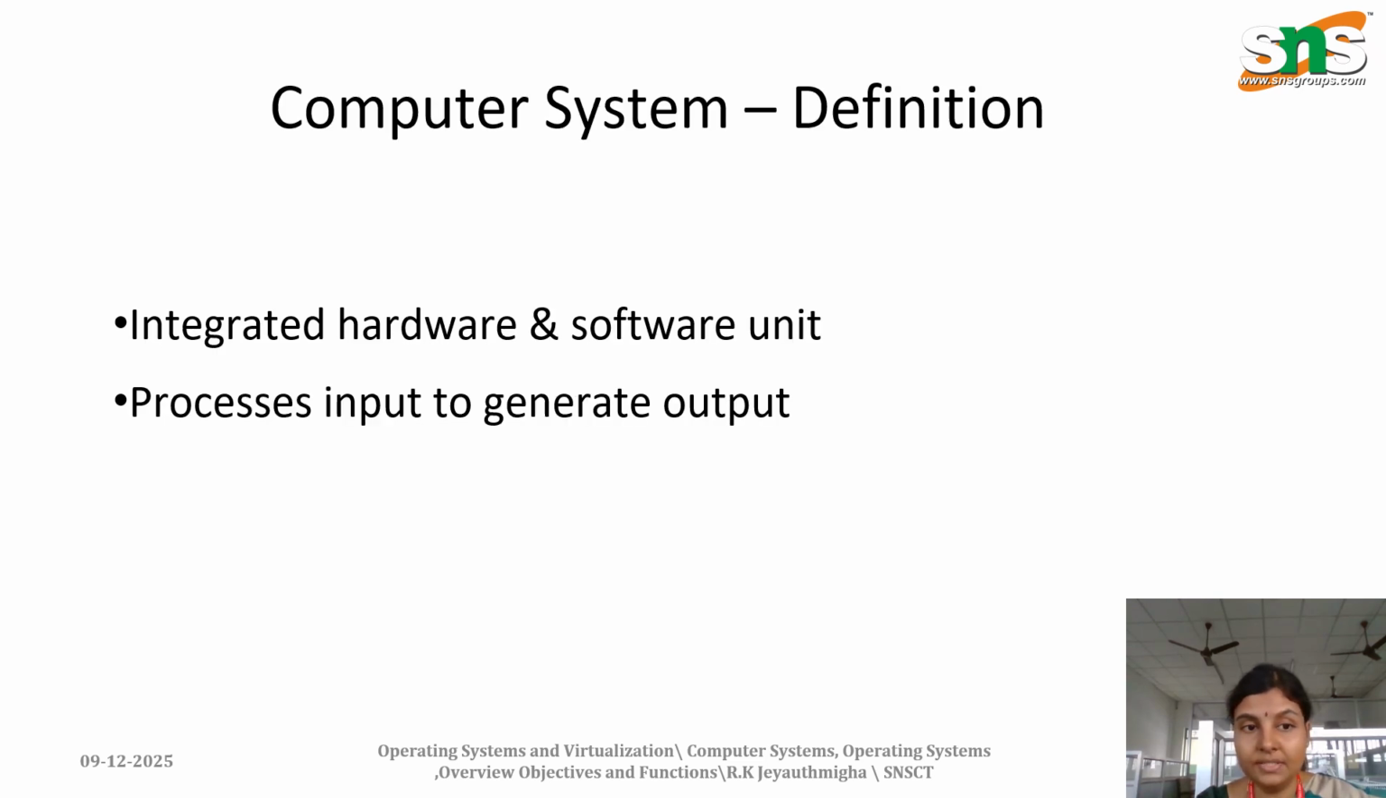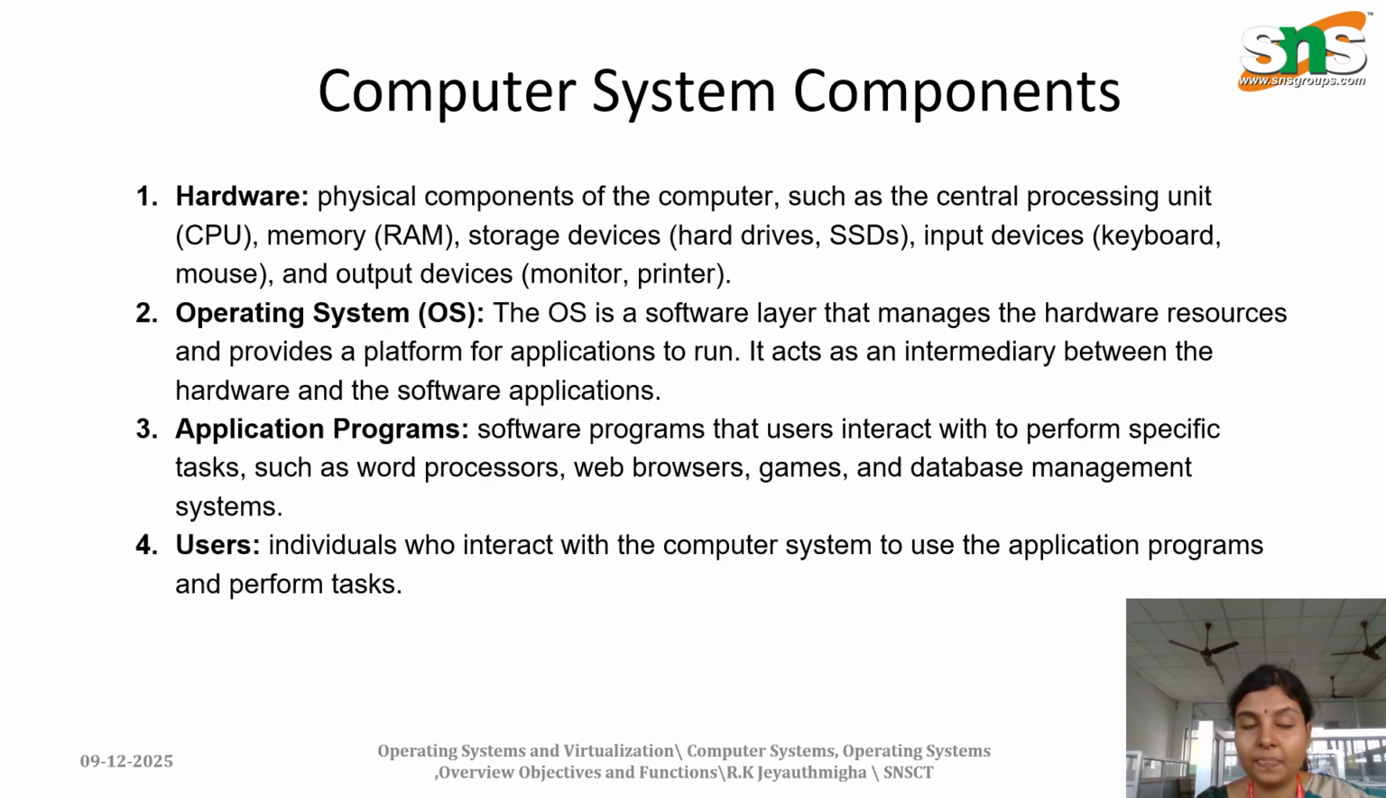Let's define the computer system. It is an integrated hardware and software unit. It processes input to generate the output. Computer system components include hardware, operating system, application programs, and users.